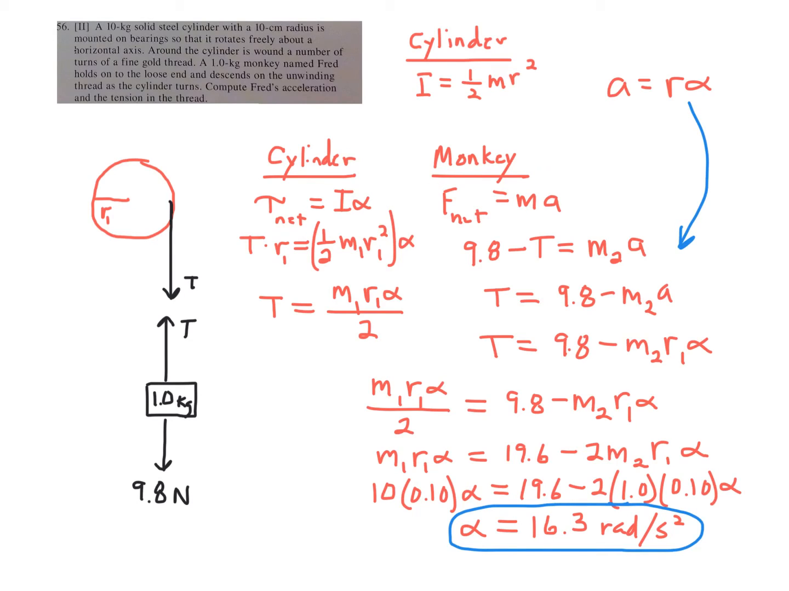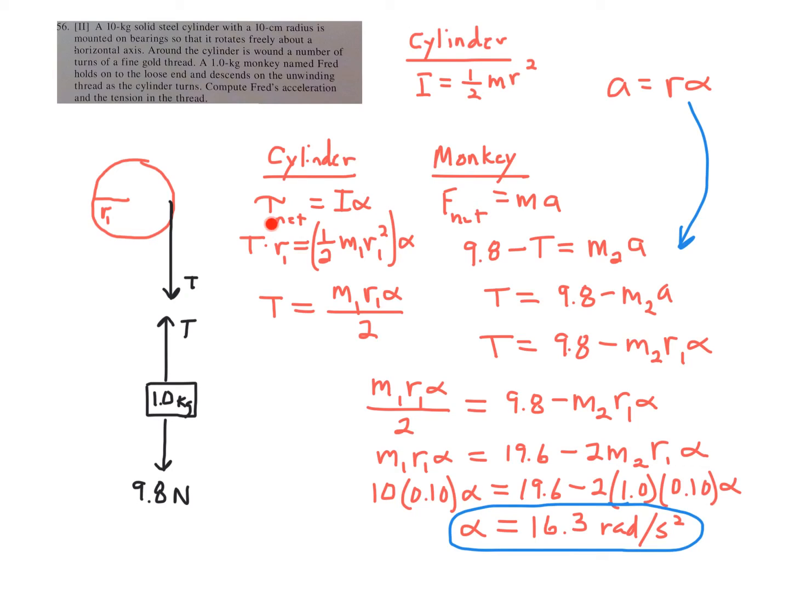Monkey has two forces, the force of gravity down, 9.8 newtons, minus the tension, which will be smaller than 9.8, equals m sub 2, mass of monkey, times his or her acceleration. And then the same idea and principle applies to the cylinder: the net torque equals the rotational inertia, I, moment of inertia, times the rotational acceleration, alpha.